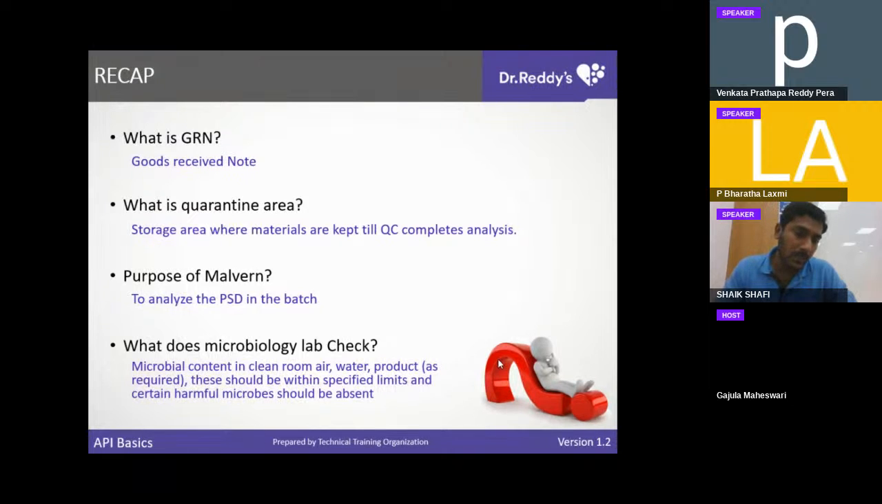And what does the microbiology lab check? I told you, they check microbial content in the clean room, in water, and in product. This is basically the purpose of microbiology.